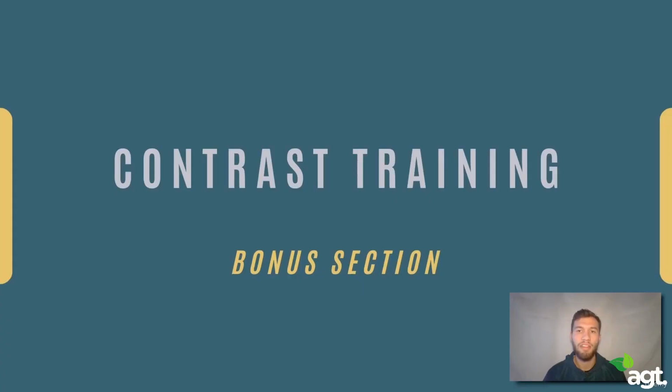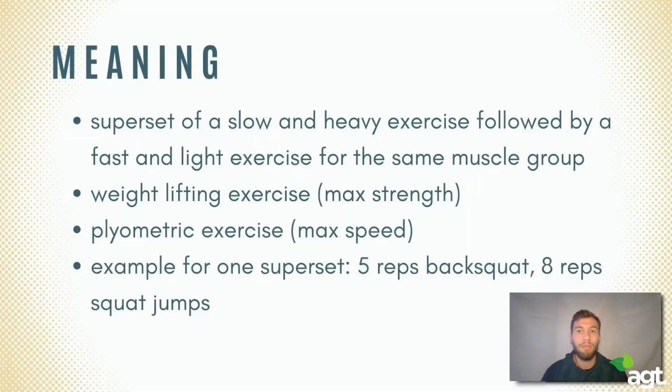A common method that's very popular among many trainers and athletes is contrast training. So what contrast training basically means is that we're doing a superset of a slow and heavy exercise followed by a fast and light exercise that targets the same muscle group. A superset is a set of 2 different exercises. So a normal set would be 10 repetitions of a certain exercise, but now a superset is 10 repetitions of one exercise and then 5 repetitions of another exercise, for instance.